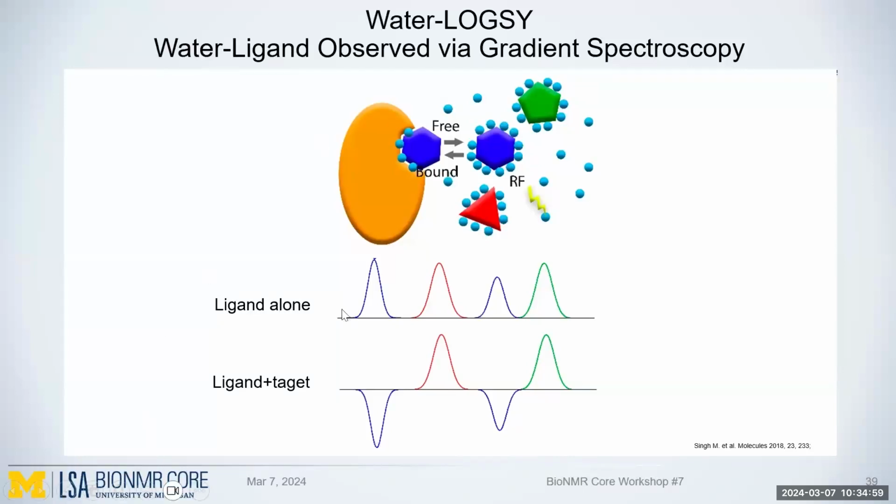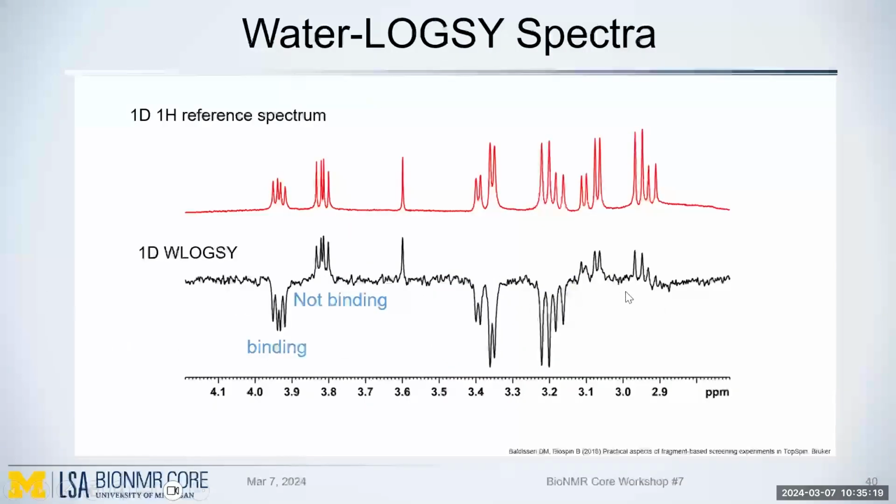So here at the bottom, this is showing you that in the Water-LOGSY spectrum, when there's a ligand alone sample, all peaks are positive. But after you add the target, adding the macromolecule, those ligand peaks are negative and the non-ligand peaks become positive. And this is a real NMR spectrum of the Water-LOGSY experiment. On the top, this is a 1D proton reference spectrum that contains the positive peaks from the ligand and non-ligand. And at the bottom, this is a Water-LOGSY spectrum. So only the ligand that binds to the macromolecule shows negative peaks, and the non-ligand shows positive peaks.